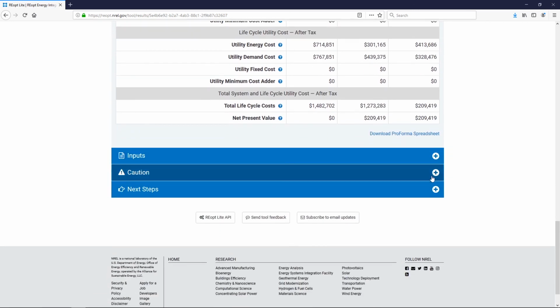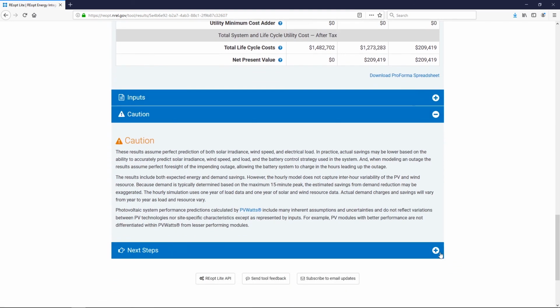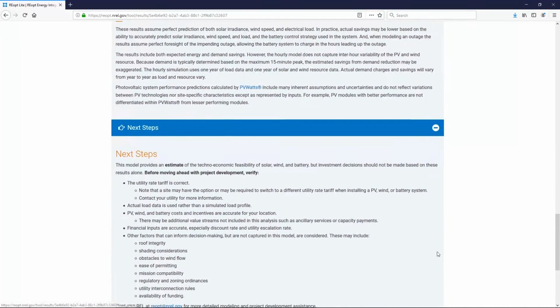These last two sections highlight some of the limitations of the model that you should be aware of, and recommend next steps to take before moving ahead with project development.